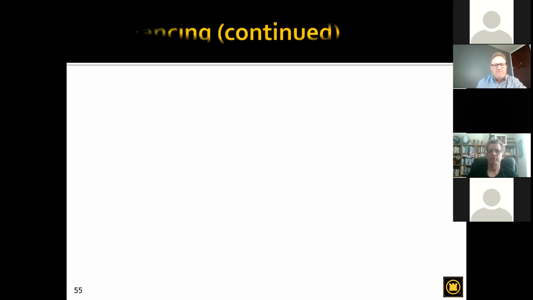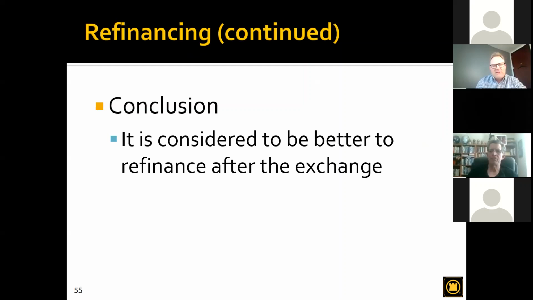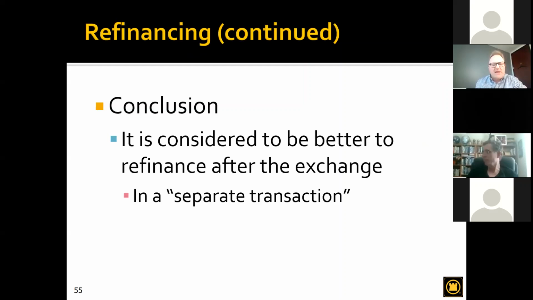If you're going to do it, it's better to refinance after the exchange in a separate transaction. Now, sometimes we get asked how long after the close of escrow on the replacement property we should wait before we start the refi paperwork. I've had CPAs and tax advisors tell me, some call it the nanosecond rule, as soon as we close the escrow, we can start the refi paperwork. Others want to give it a little bit of time before they start that refi paperwork. But talk to your tax advisor on what they're comfortable with there.